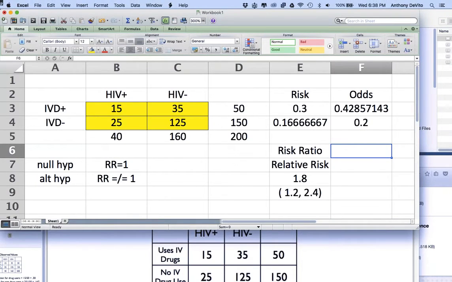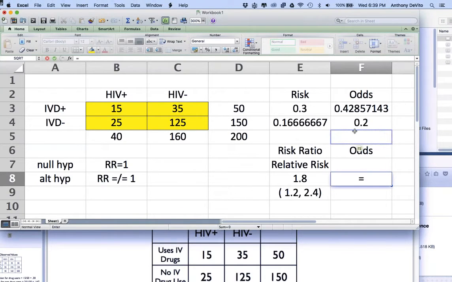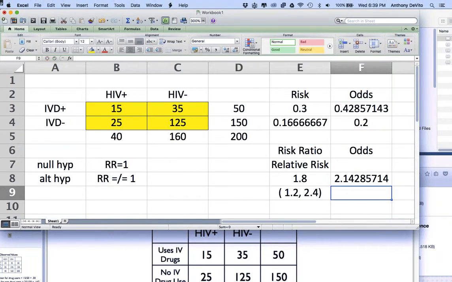Now, what did I do here? I calculated the risk ratio. Now I'm going to calculate the odds ratio. And what is the odds ratio going to be equal to? Since it's a ratio, it's going to be one thing divided by another: 0.42 divided by 0.2. So my odds ratio is 2.14. The odds of being HIV positive if you're a drug user is 2.14 times as great as the odds, not risk, odds of being HIV positive if you're not an intravenous drug user.